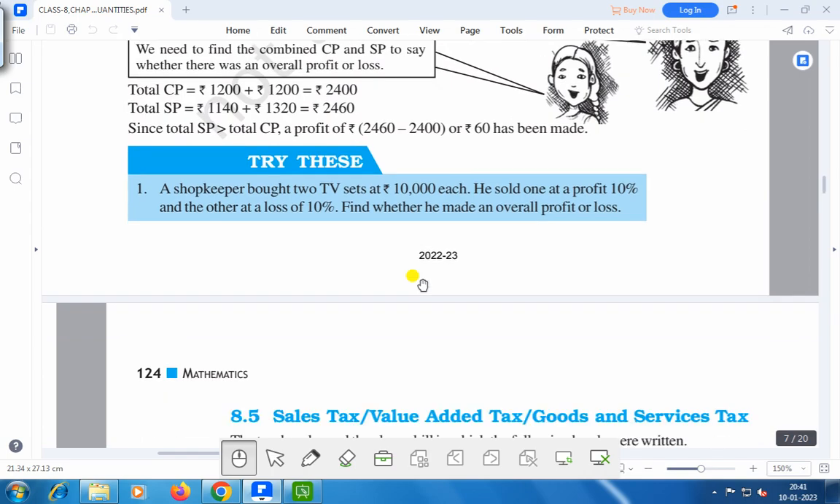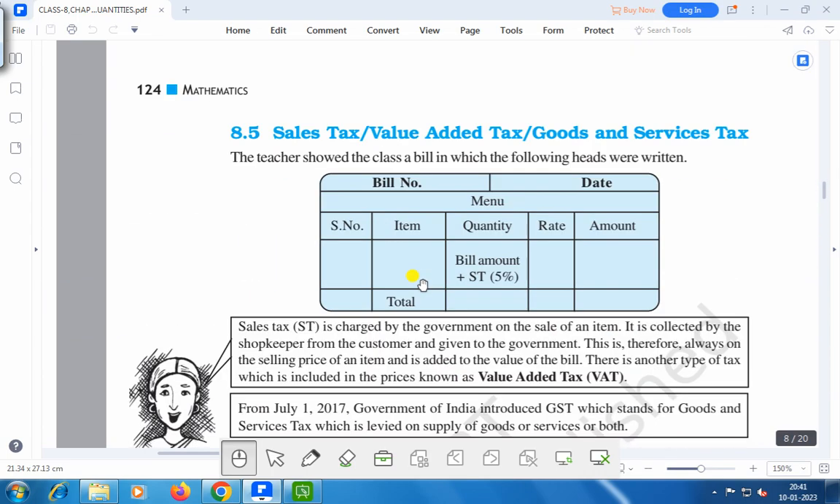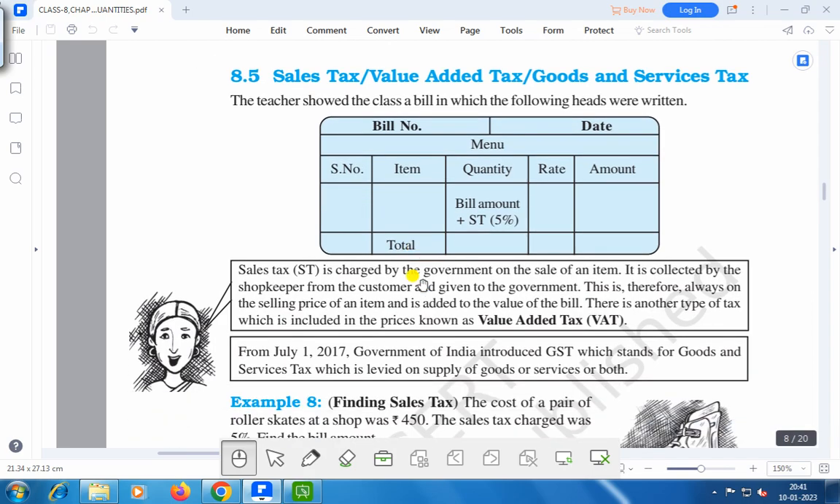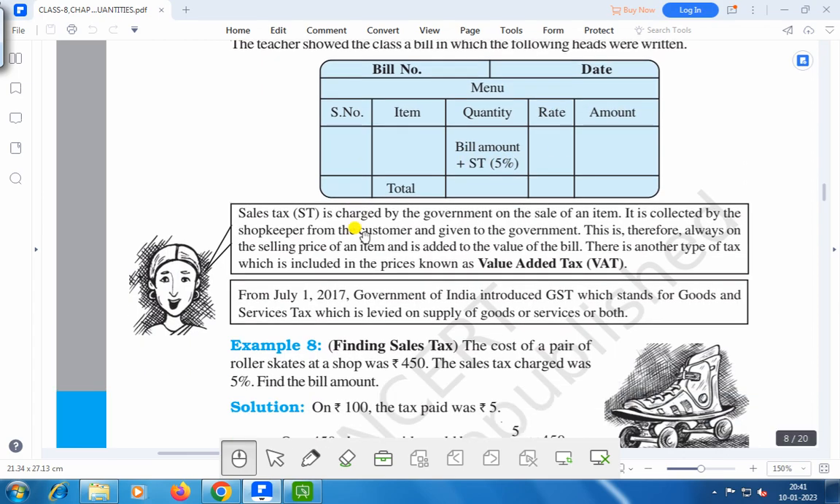Now sales tax, value added tax, goods and service tax. The teacher showed the class a bill in which the following heads were written: bill number, date, serial number, item, total, quantity, bill amount plus sales tax 5%, rate and amount.